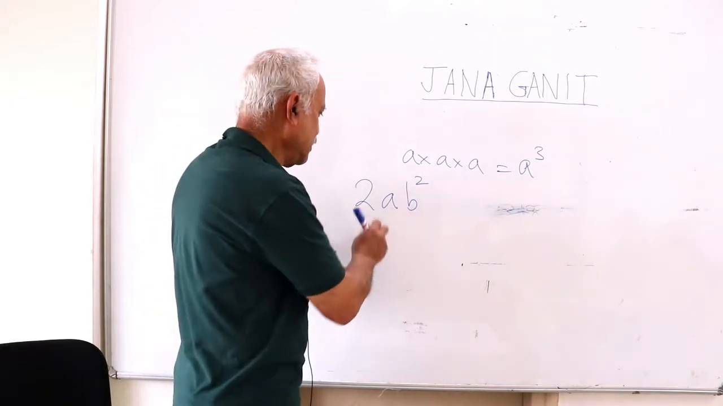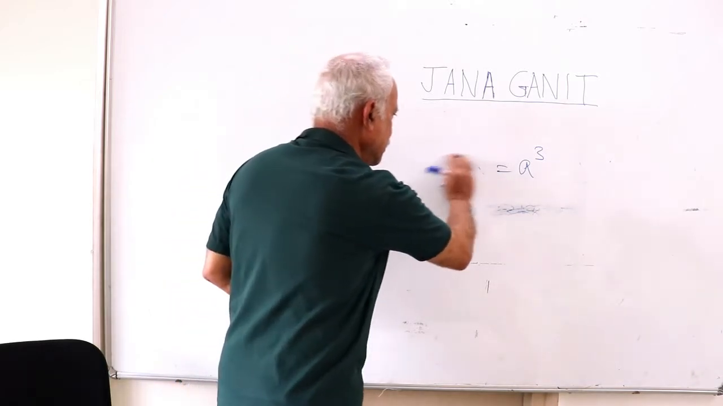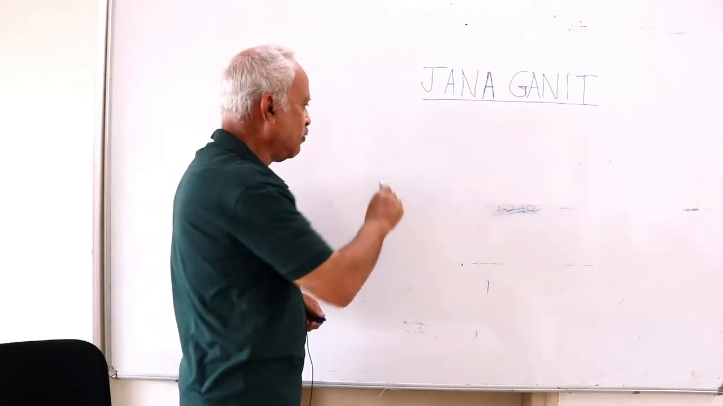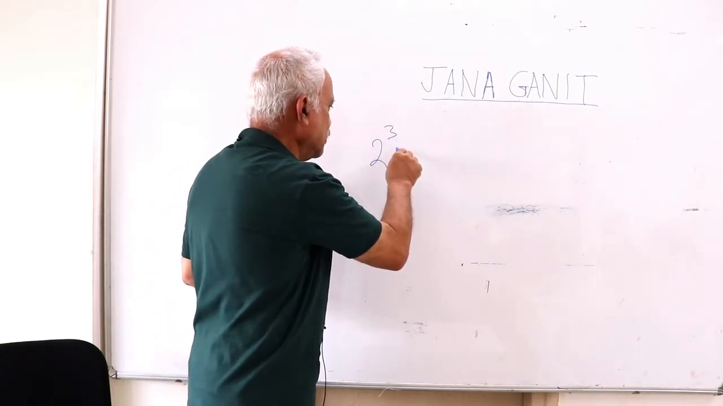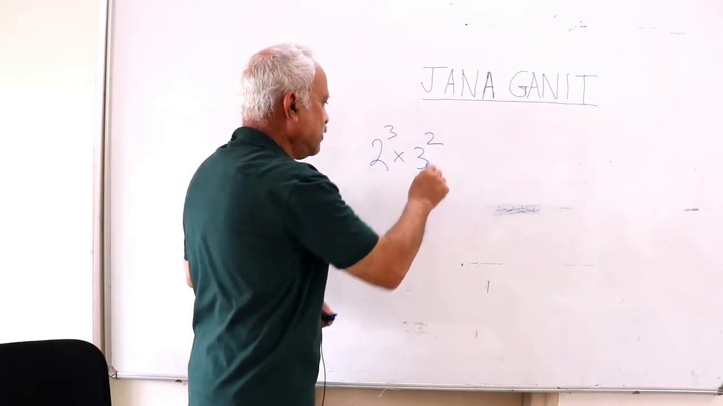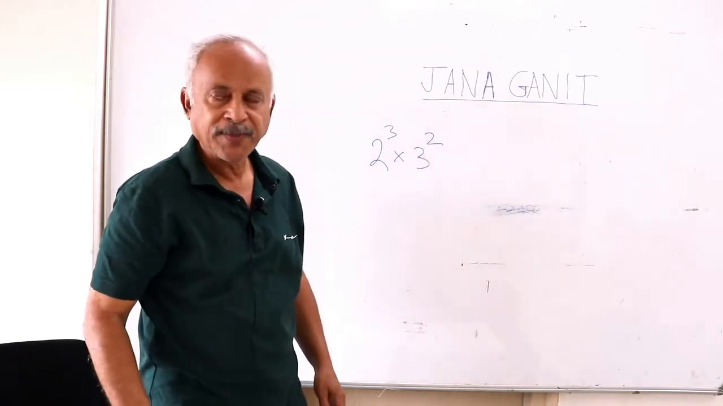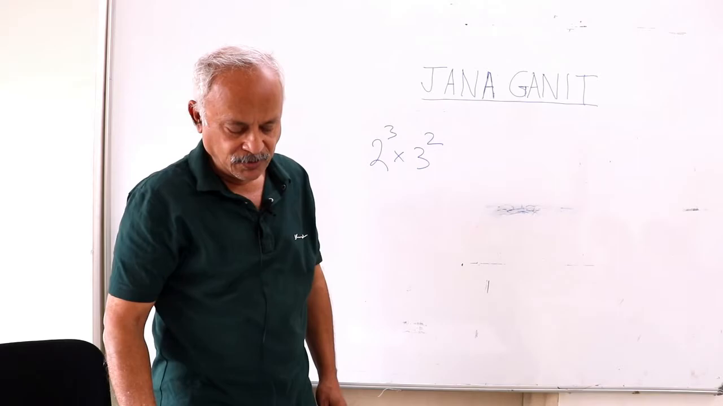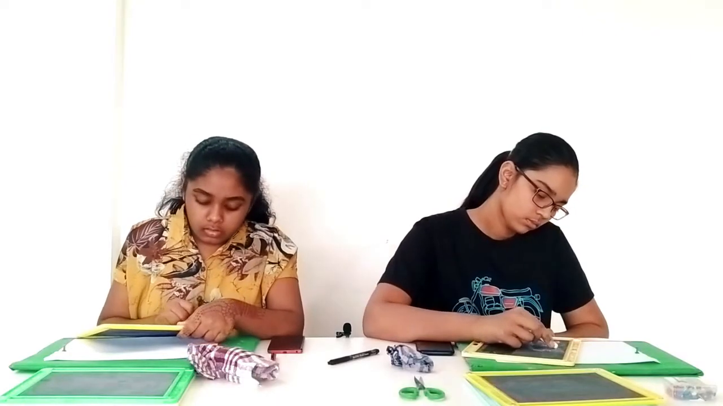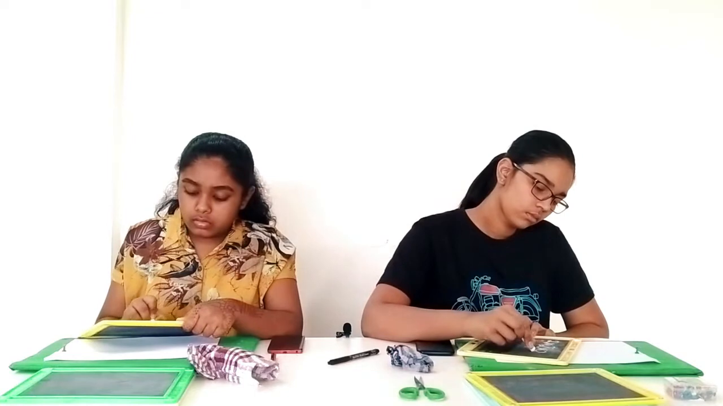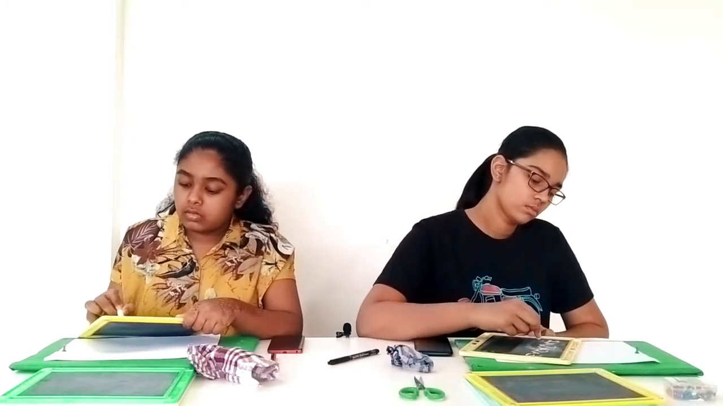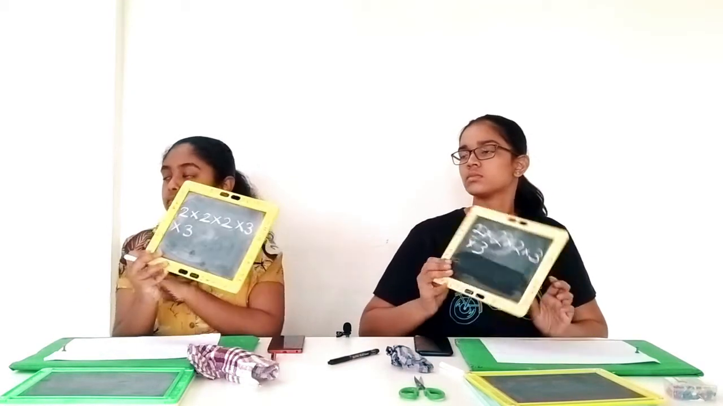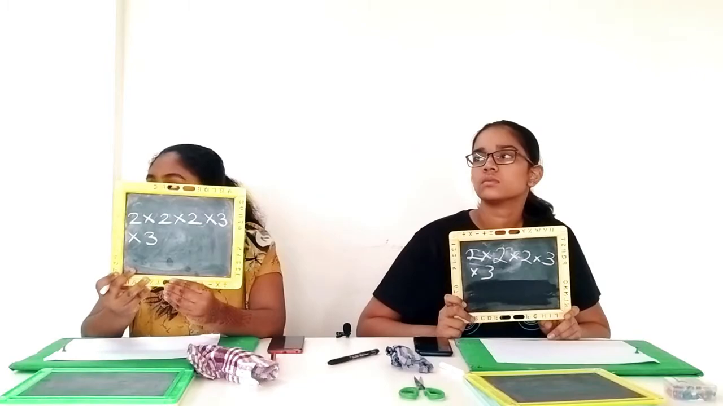Okay, one more problem. You have to tell me the long form of 2 cubed into 3 squared. Write it down on your slate. The long form of 2 cubed into 3 squared. Two into 2 into 2 into 3 into 3.